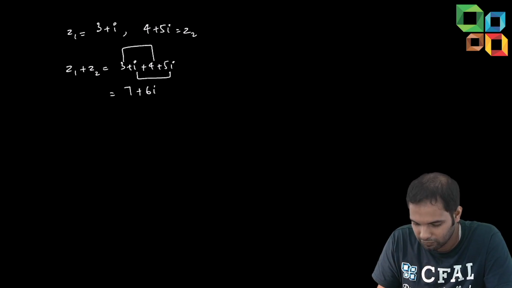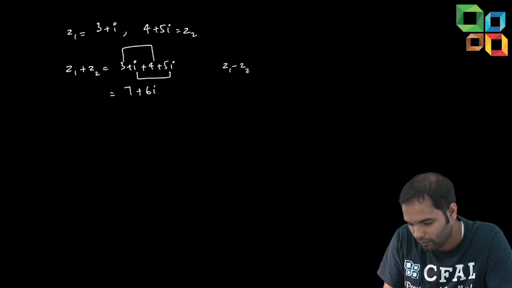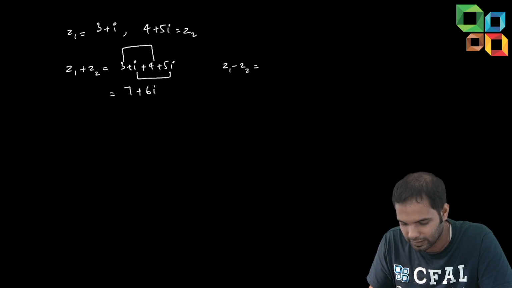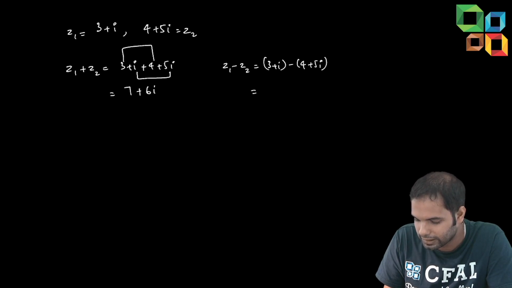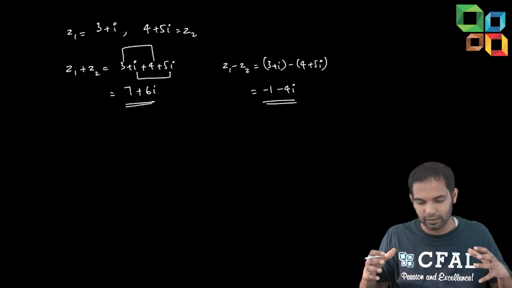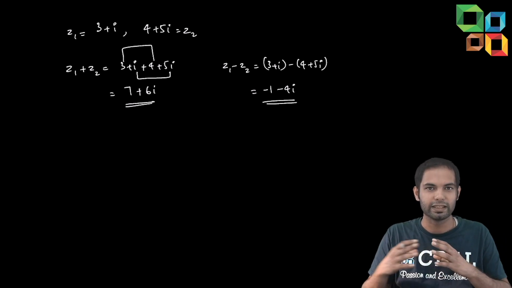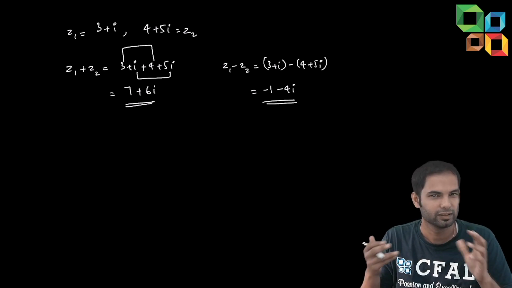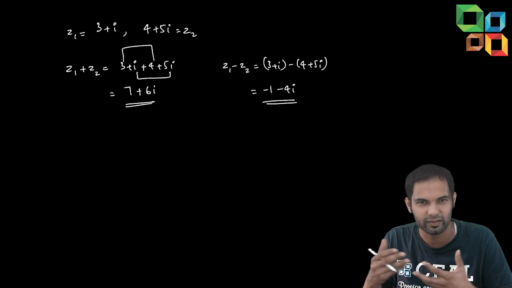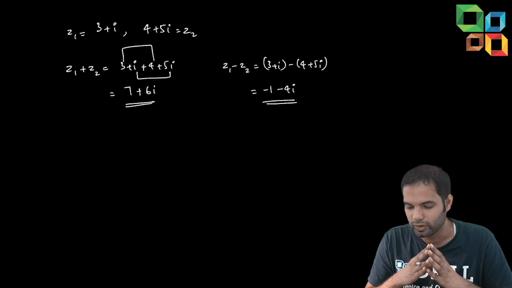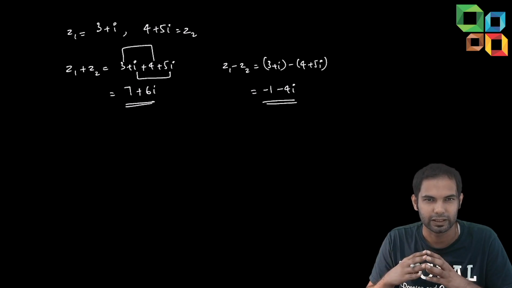Now you can guess for subtraction what can be done. You can follow a similar way. It is nothing but 3 plus i minus 4 plus 5i. So 3 minus 4 is minus 1, and i minus 5i is minus 4i. So addition, we add the real parts together and the imaginary parts together. Subtraction similarly, it is nothing but a minus into the addition part. You're basically adding with the minus sign. So again, it is the same: real parts combined and imaginary parts combined.